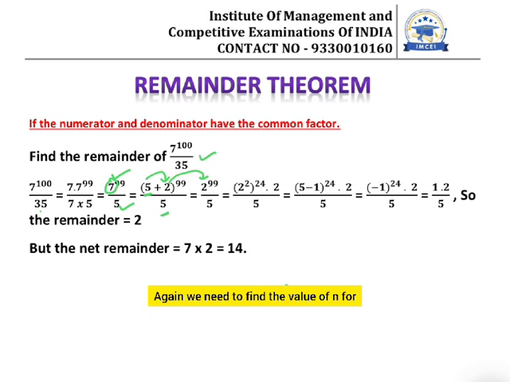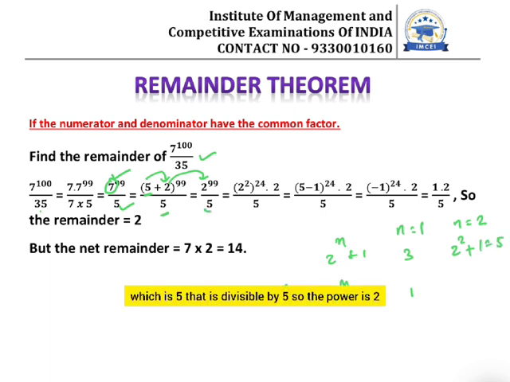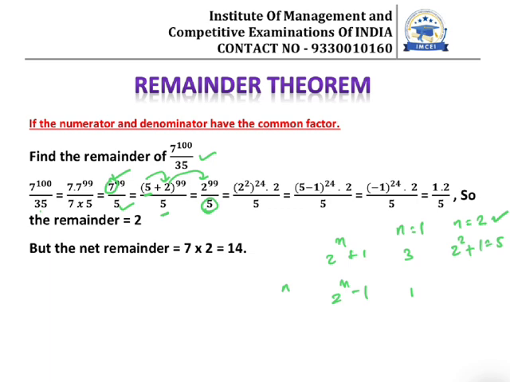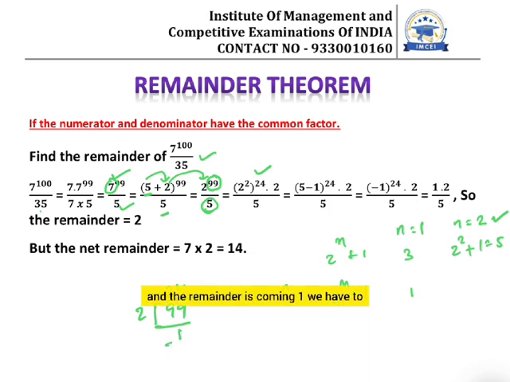Again we need to find the value of n. For that 2 to the power n plus 1 and 2 to the power n minus 1 will be divisible by 5. If I put n equals 1, we'll get 3 and 2 to the power n minus 1 will be 1. 3 and 1 both are not divisible by 5. If I put n equals 2, we'll get 2 square plus 1, which is 5, that is divisible by 5. So the power is 2. Now we need to divide the power 99 by 2 and get the quotient, which is 24, and the remainder is coming 1. We have to write down the remainder separately.